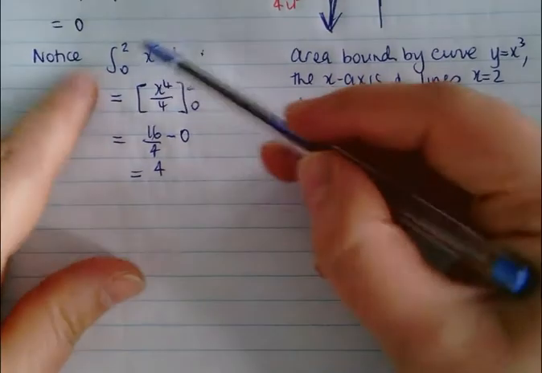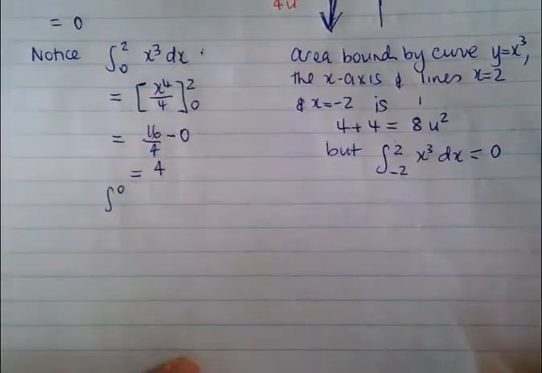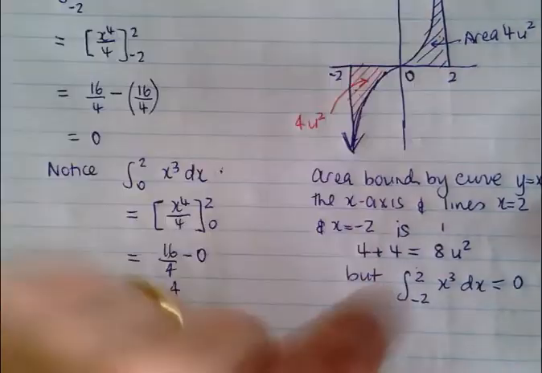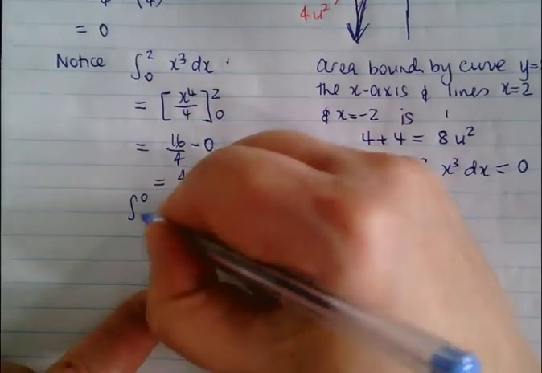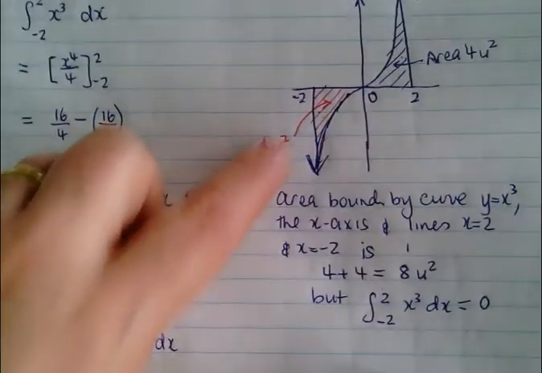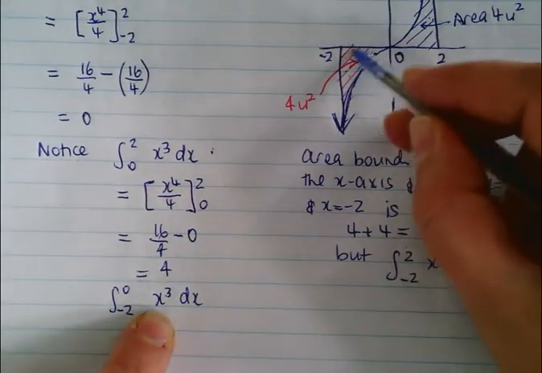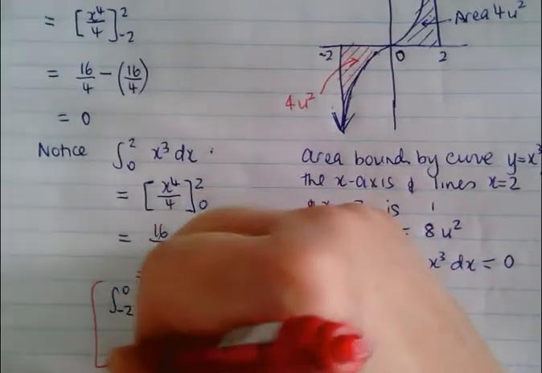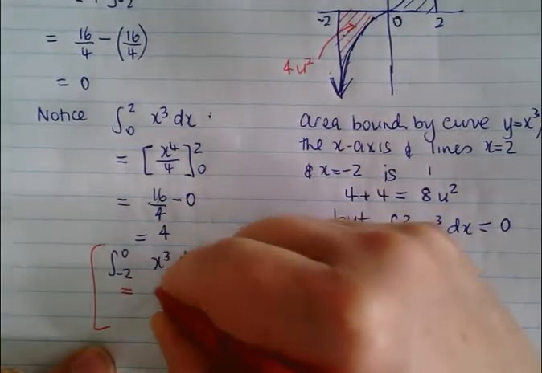So, notice that if I do the integral between 2 and 0, I get positive 4. But why do I write it that way? You don't write negative 2, 0. You always go higher x value and lower x value. So if I was asking you for the integral between 0 and negative 2 of x cubed dx, it's going to be this red area, right? This is the red area. So let's do that. What do you get?